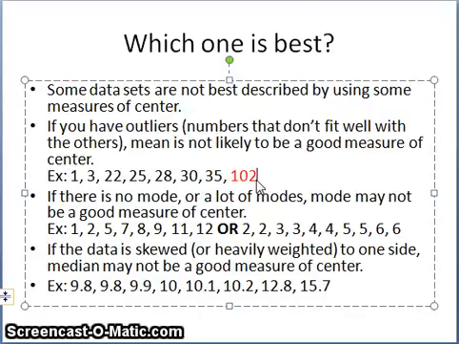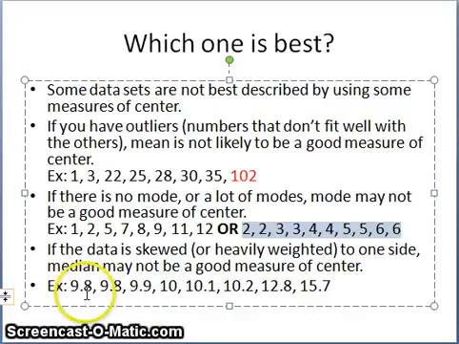Okay, if there is no mode, or a lot of modes, mode may not be a good measure of center. So for example, in this set right here, there is no mode. So if there is no mode, then mode is not a good measure of center for that set of data. Also on this one, because every number has exactly the same number of items, this also would not really be a very good measure of center, because it wouldn't tell you anything. And then finally, if the data is skewed or heavily weighted to one side, then the median may not be a good measure of center.